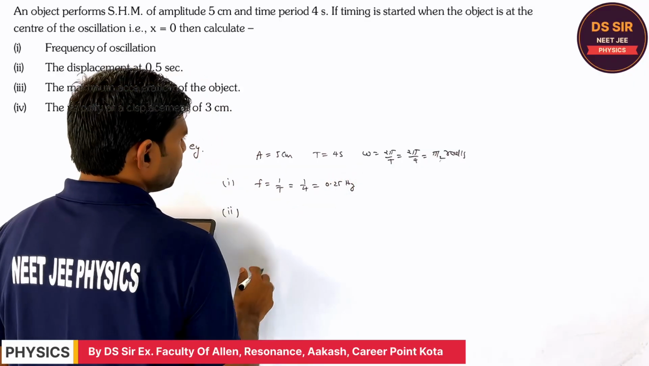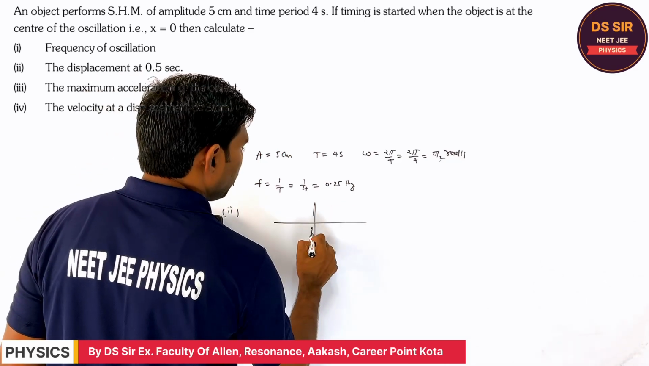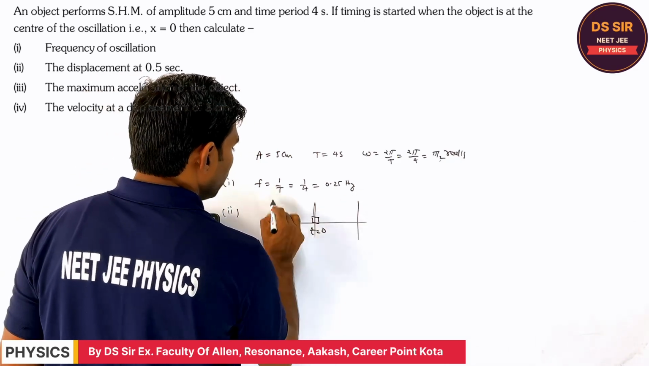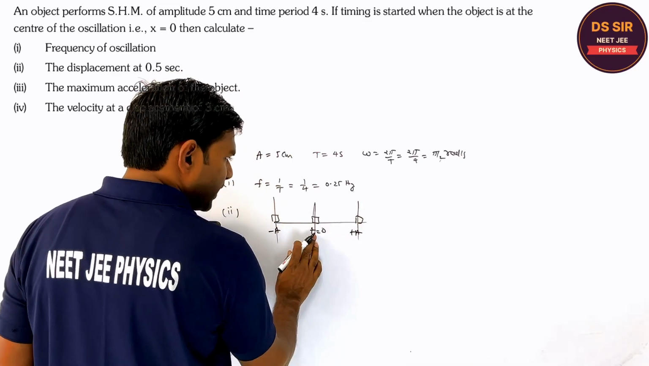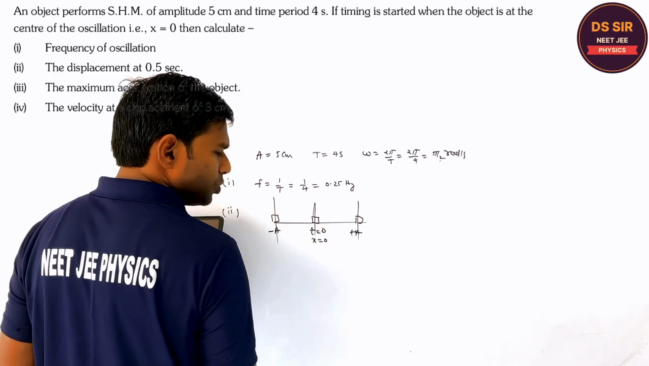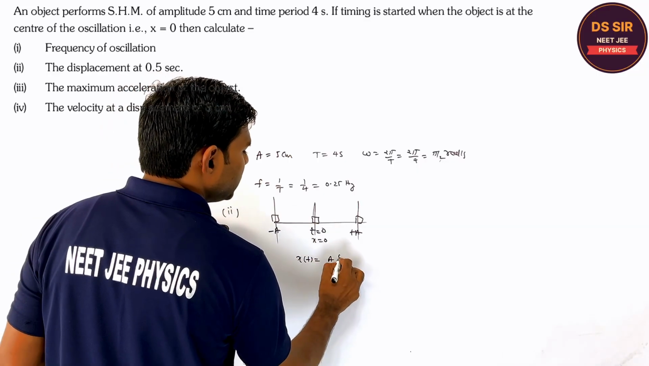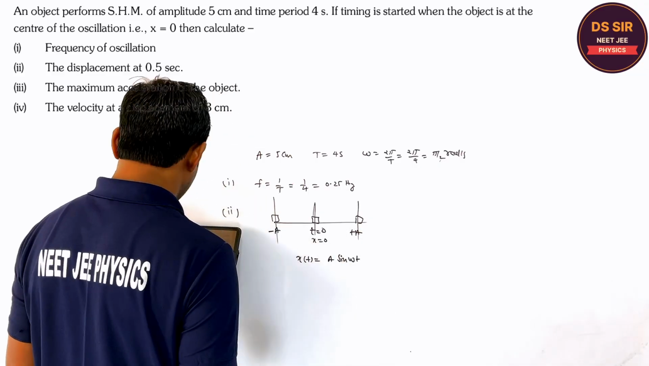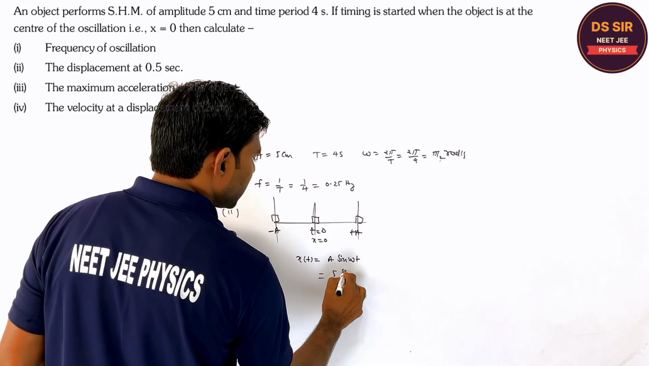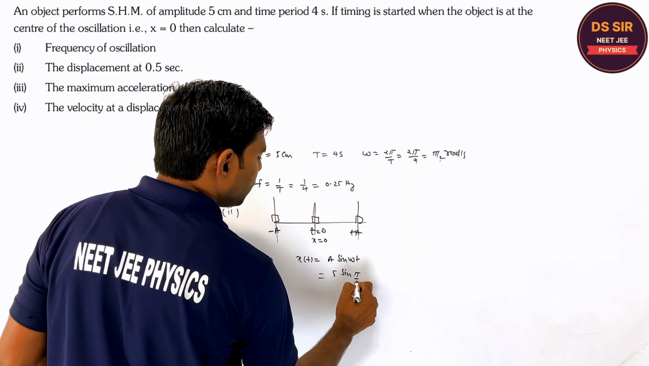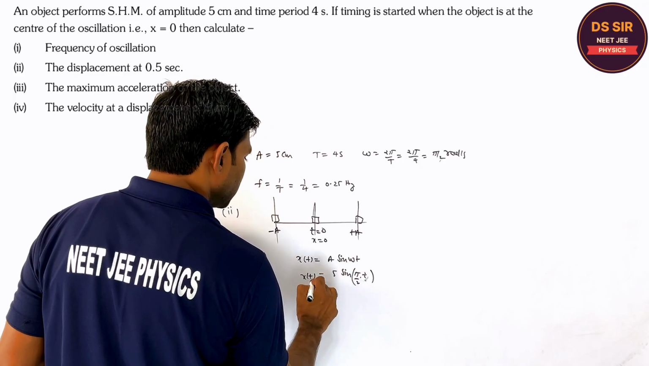In the second part, at t is equal to 0, the particle starts its motion from the mean position. This is minus a, this is plus a, right? So if the particle is at 0 at t is equal to 0, x is equal to 0, the equation of the displacement is a sine omega t. Is it clear or not? So they are asking then displacement. What is the amplitude? Say 5 sine. What is the omega? Say pi by 2 into t. Is it clear or not? So this is x(t).